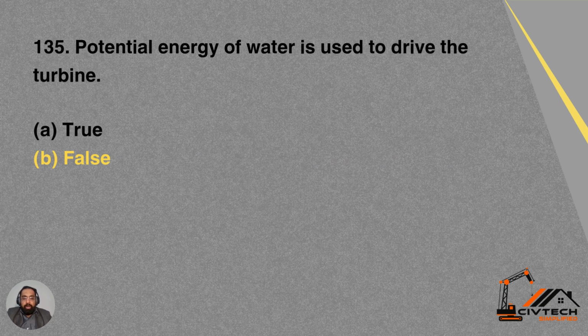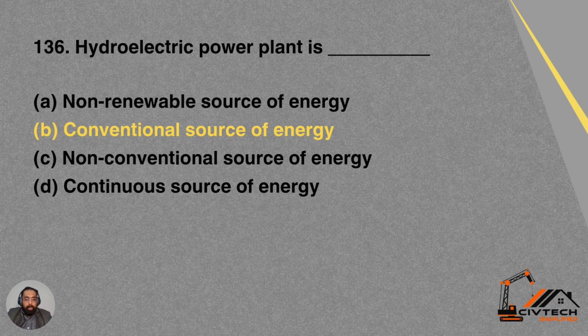135. Potential energy of water is used to drive the turbine. Option A is true. Option B is false. So B is the correct answer. The potential energy of water is not used to drive the turbine. It's the mechanical energy.